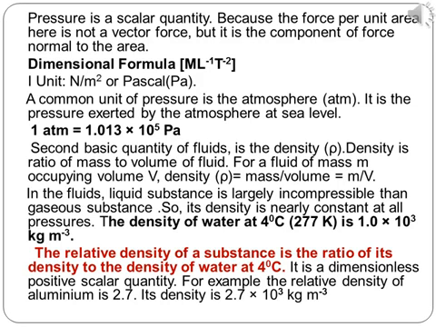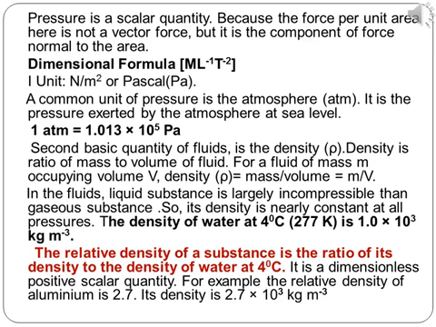The density of water at 4 degrees Celsius, which is equivalent to 277 Kelvin, is equal to 1.0 into 10 to the power of 3 kilogram per meter cube, which is equivalent to 1 gram per centimeter cube in CGS system. Then what should be the relative density of a substance? It is the ratio of density of substance to density of water at 4 degrees Celsius.